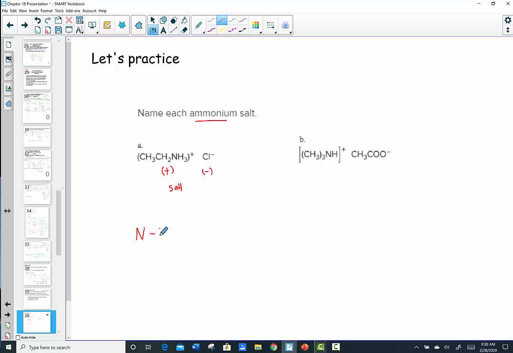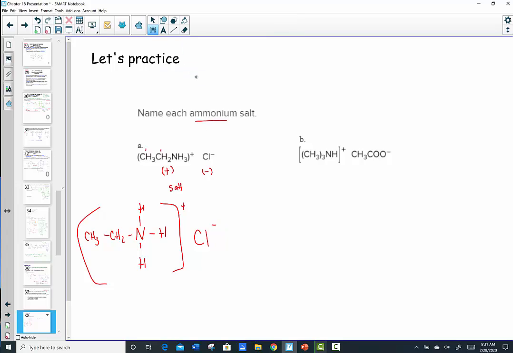The nitrogen is attached to 3 hydrogens and a 2 carbon group. So the positive, just looking at its structure, and then the negative ion here, Cl negative. So let's work this through. How would we name the salt? Well, in other words, I want to just ignore the 4th bond for now. For now, just ignore this and name it as an amine.